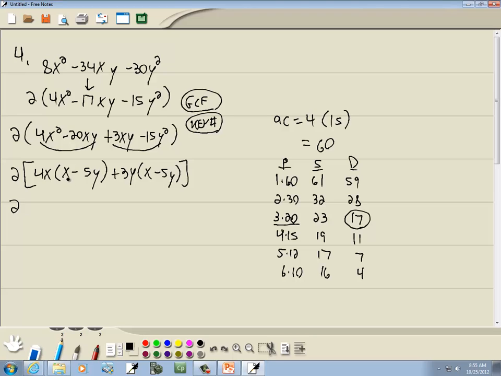Well, now I notice they both have an x minus 5y, so I'll factor that out. Remember, to see what goes in your second set of parentheses, you can cross out the x minus 5y's. And what isn't crossed out is what goes here. So we have 4x plus 3y. And that's our answer.